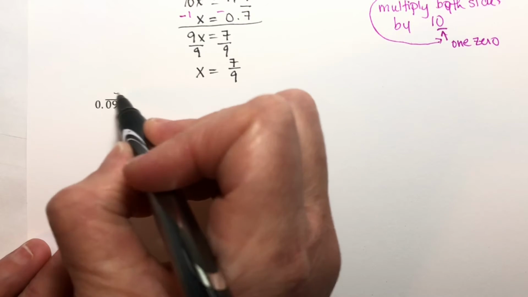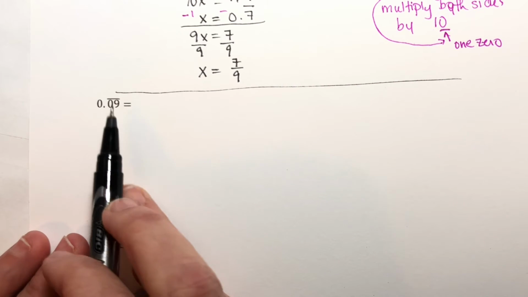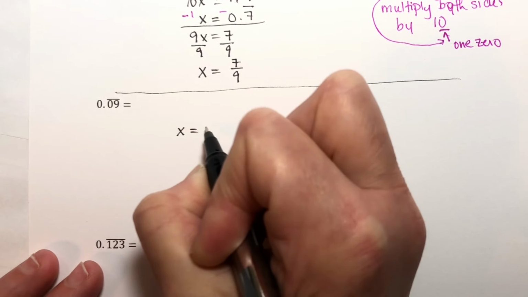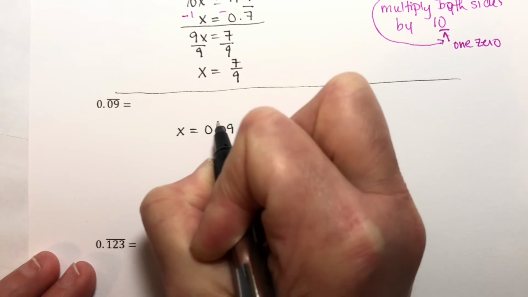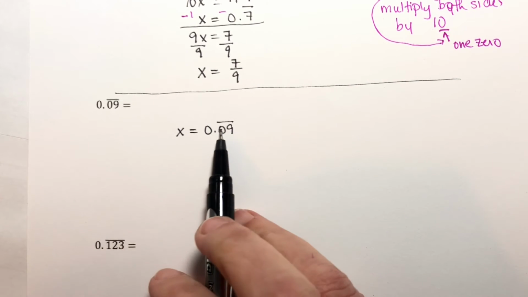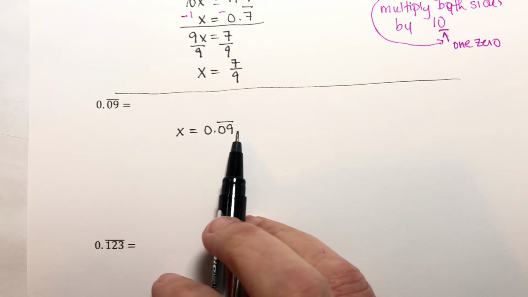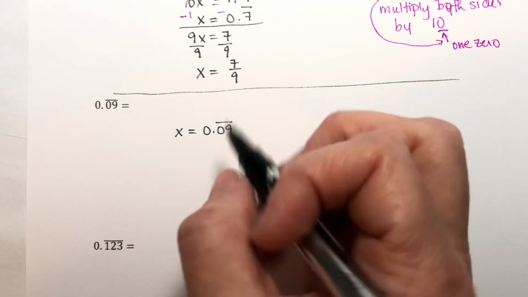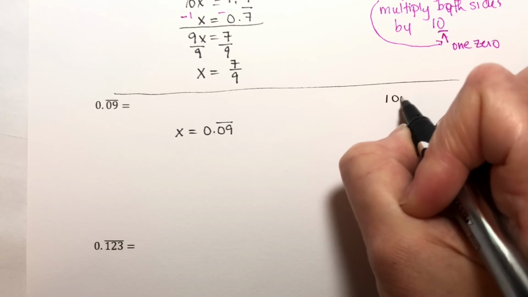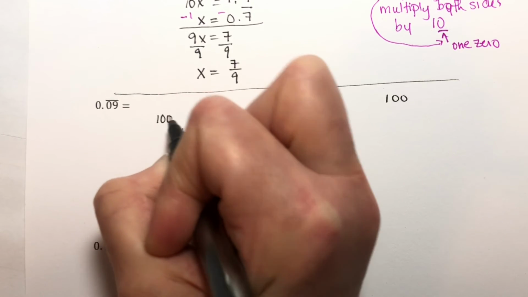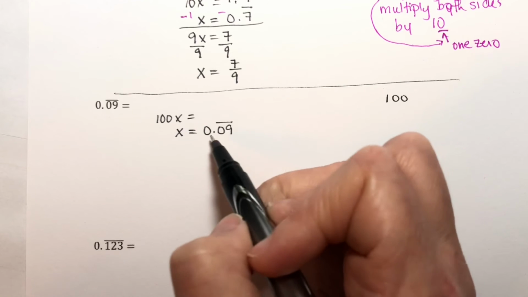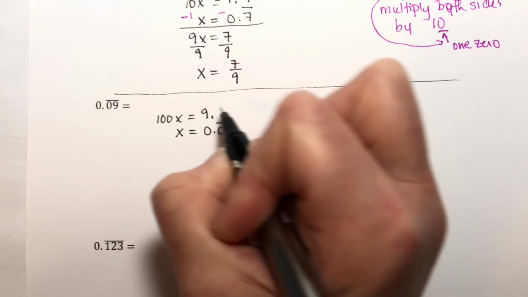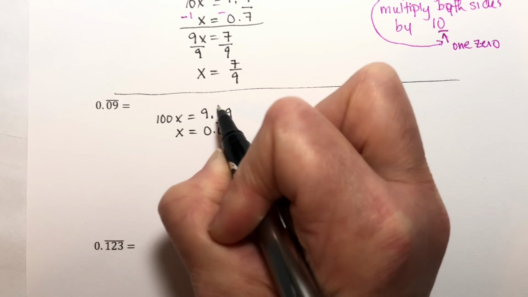Do the same thing here. I want to convert 0.09 repeating to a fraction. So I'm going to say x is equal to 0.09 repeating. Now I have 2 decimal places repeating, so I am going to multiply both sides by 100, because it's 2 decimal places, a 1 with 2 zeros. So this gives me 100x is equal to. If I multiply this by 100, the decimal point moves over 2, so I'll have 9 point, and then I still have 0.09 repeating.